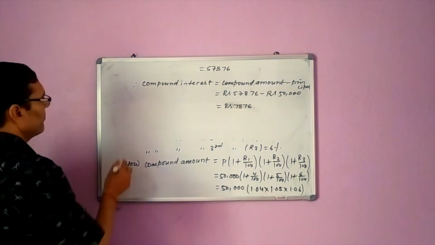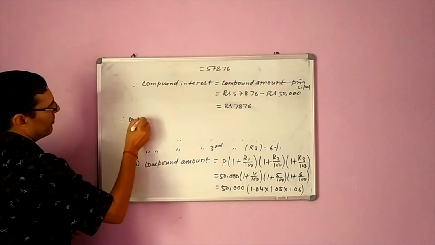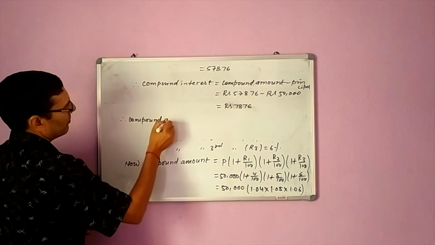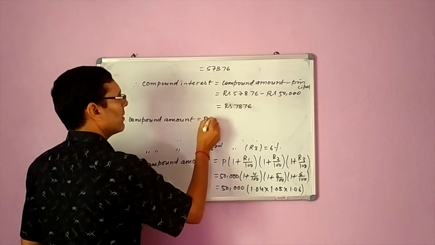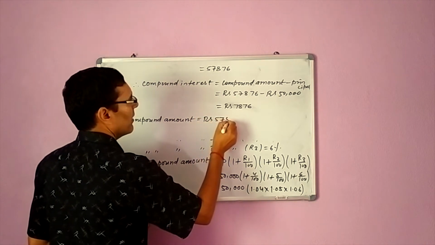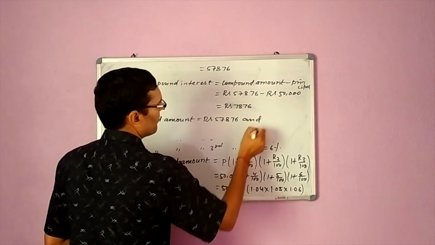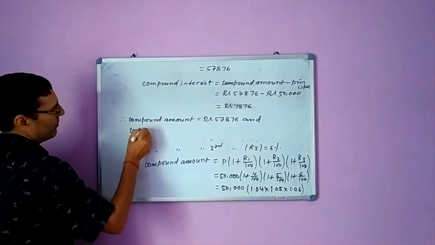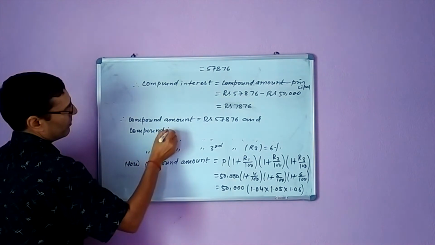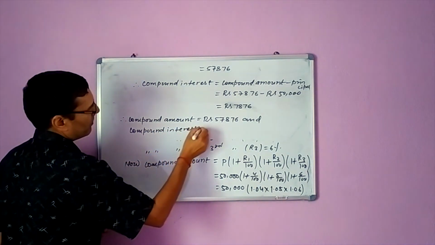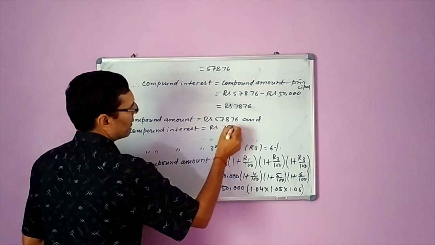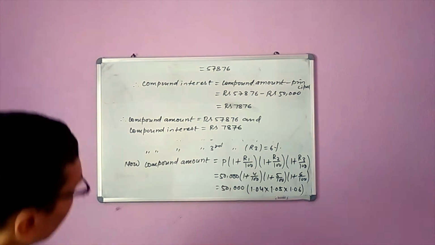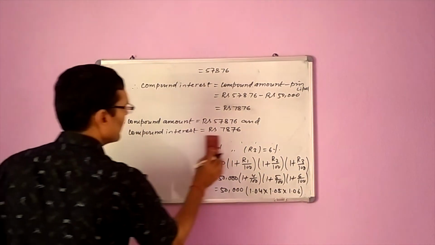Therefore, compound amount is rupees 57,876 and compound interest is 7,876. So these are the required answers.